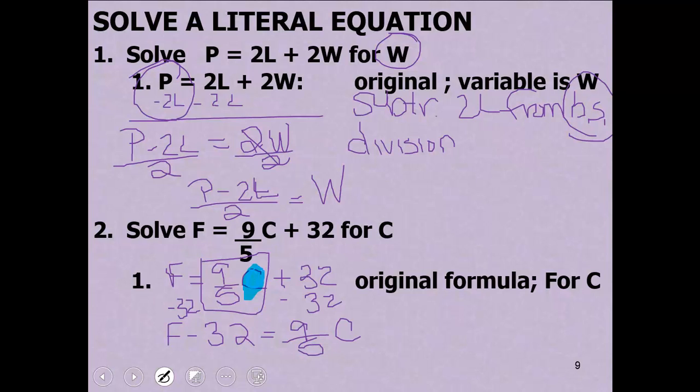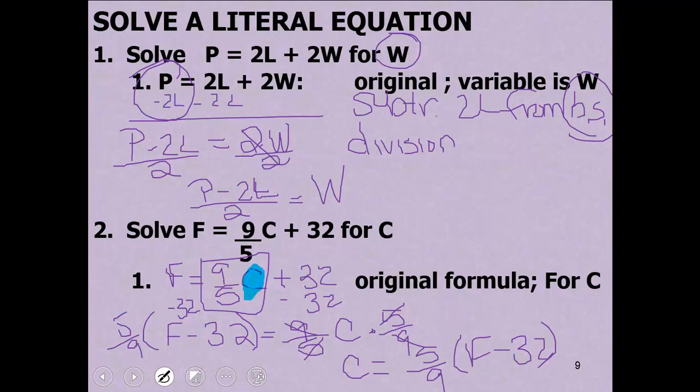Now I need to undo this 9/5. Remember, we can multiply by the reciprocal, okay? So I'm going to multiply both sides by 5/9. Then these cancel, because that's the inverse property, okay? And I get C is equal to 5/9 times F minus 32.